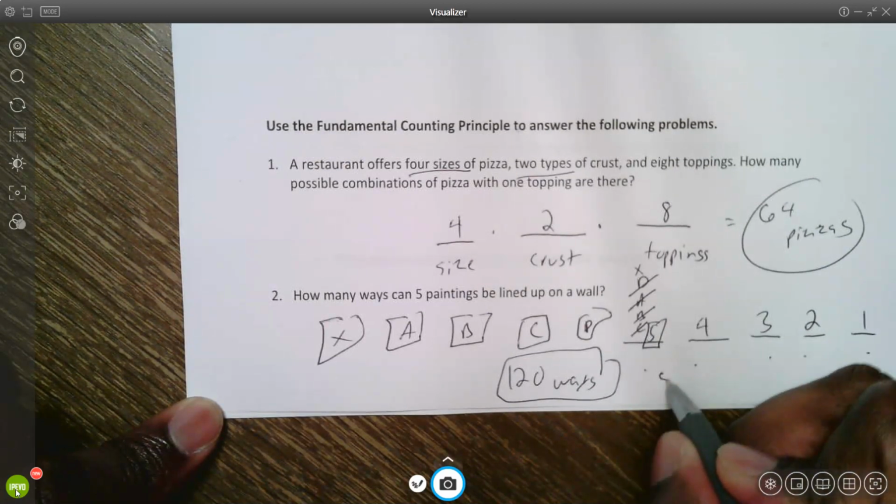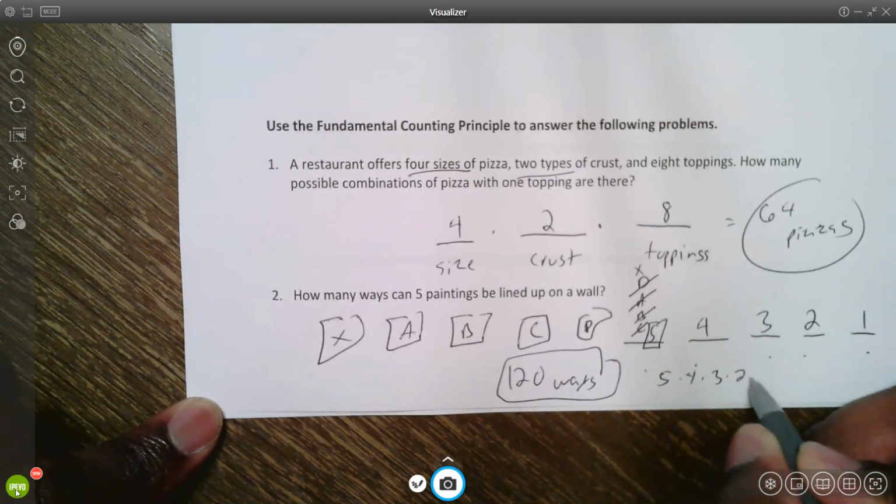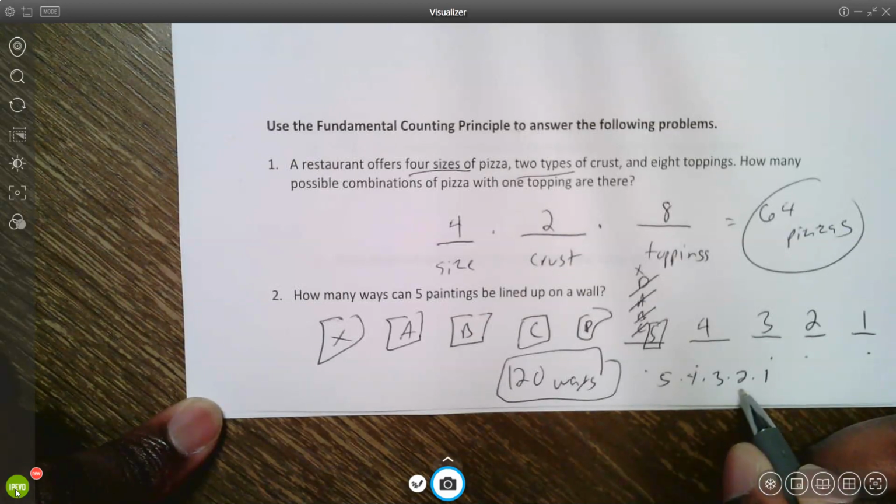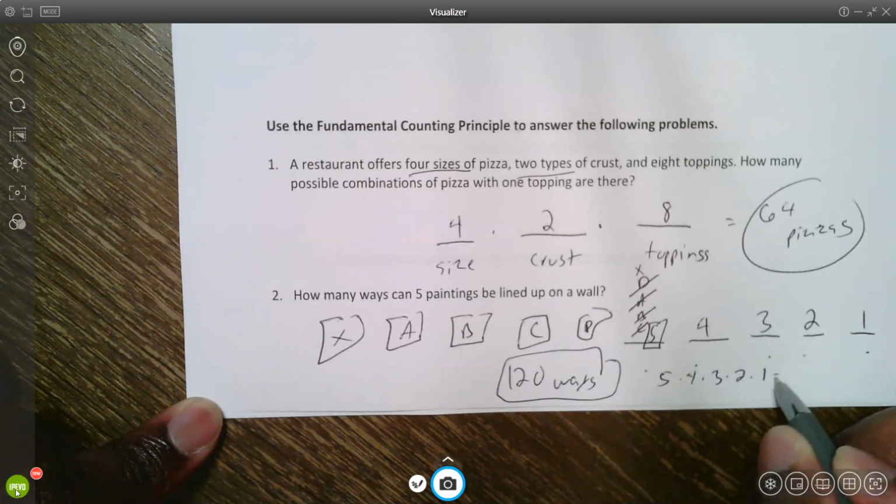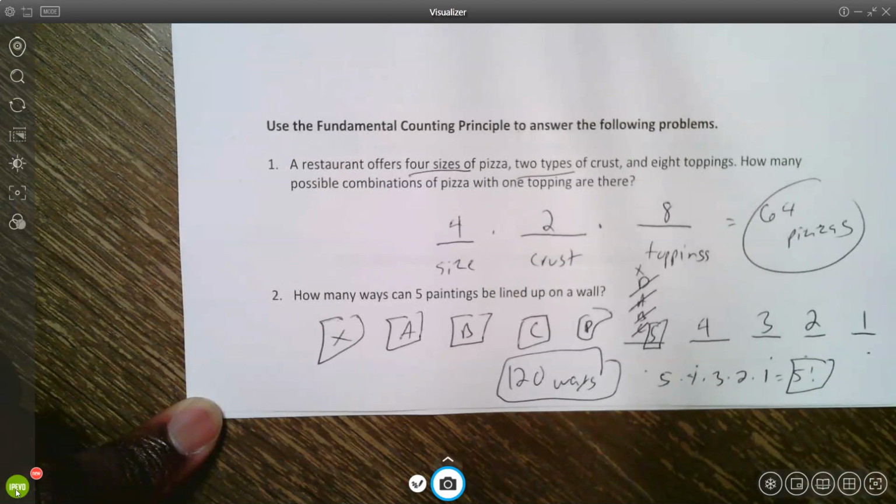So just for the record, you don't need to be tested on this, but I can't help but mention it. You ever see 5 times 4 times 3 times 2 times 1? It basically means 5 factorial. You may see that at some point in time in SATs or ACTs or some other class.